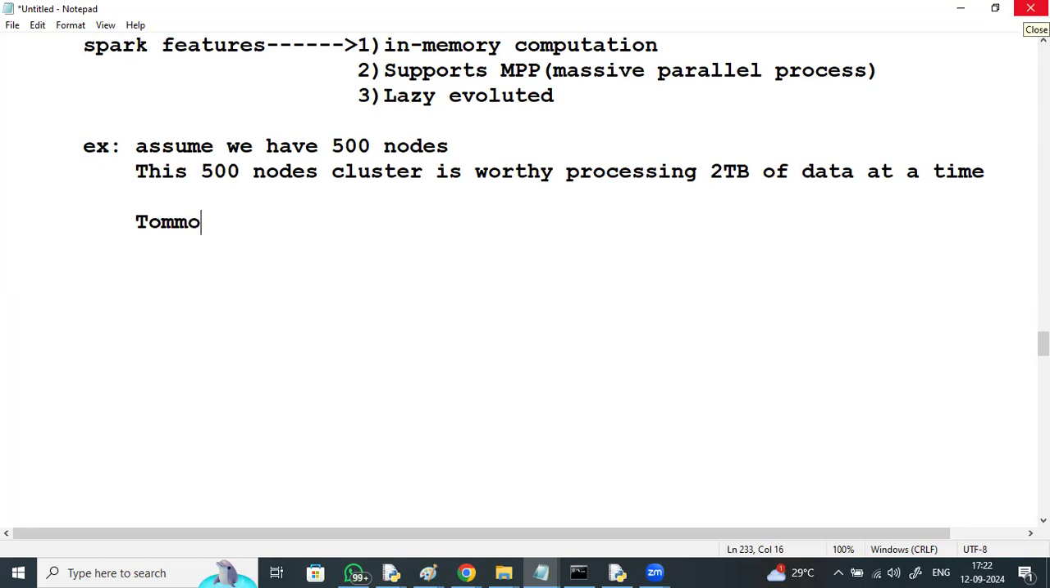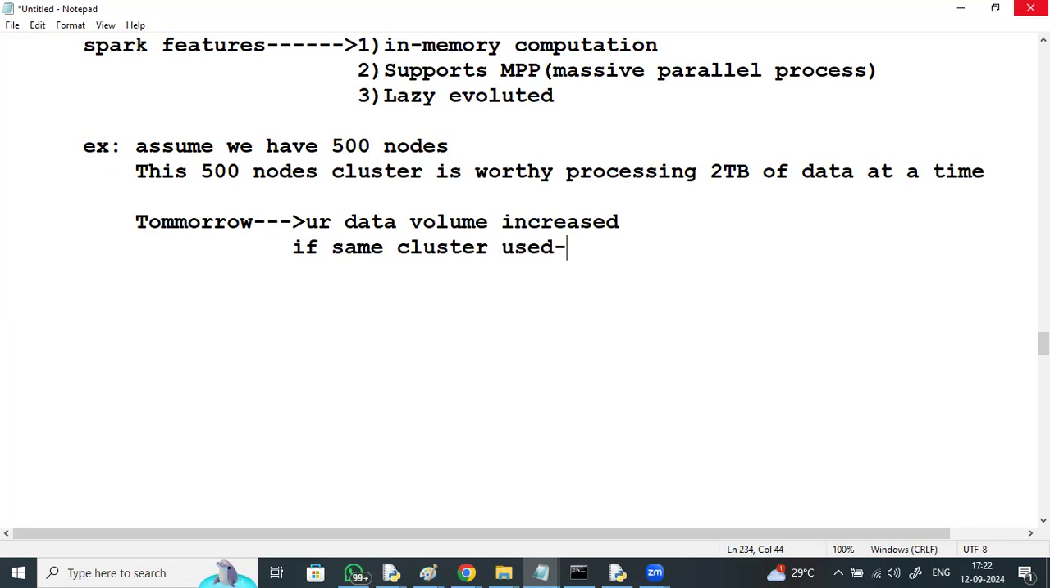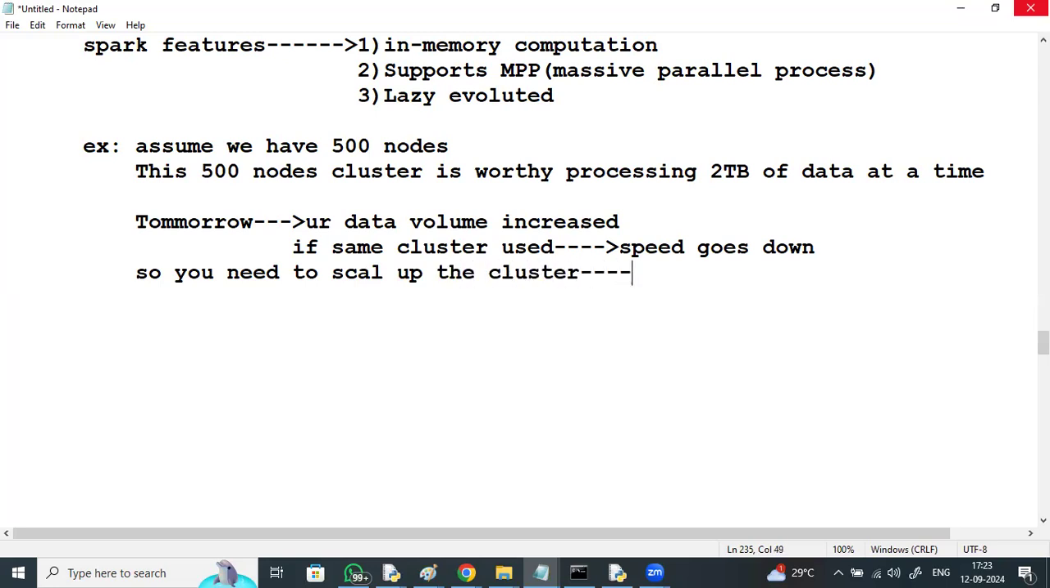Tomorrow your data volume increased. If the same cluster is used, speed goes down. Why does speed go down? Because your data volume increased. So what do you do? You need to scale up the cluster by adding new nodes.